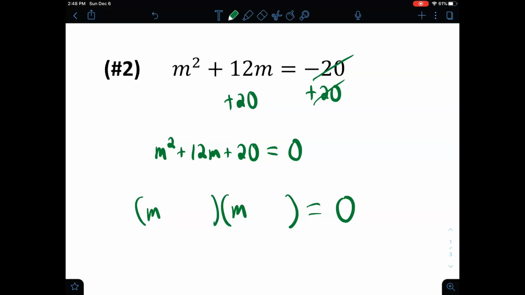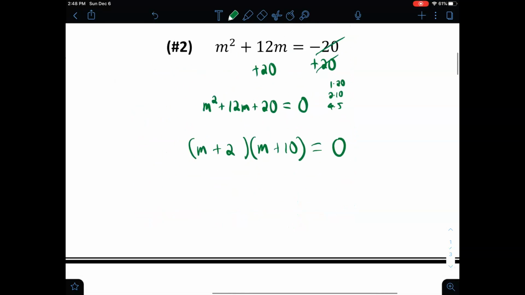Factors of 20 that are going to add to, so we got 1 times 20, we got 2 times 10, 4 times 5, and then 5 times 4, that's it. These are the factors of 20. So we need things that are going to add to 12. Well, we can see that 2 plus 10 is going to equal 12. Plus 2 plus 10.